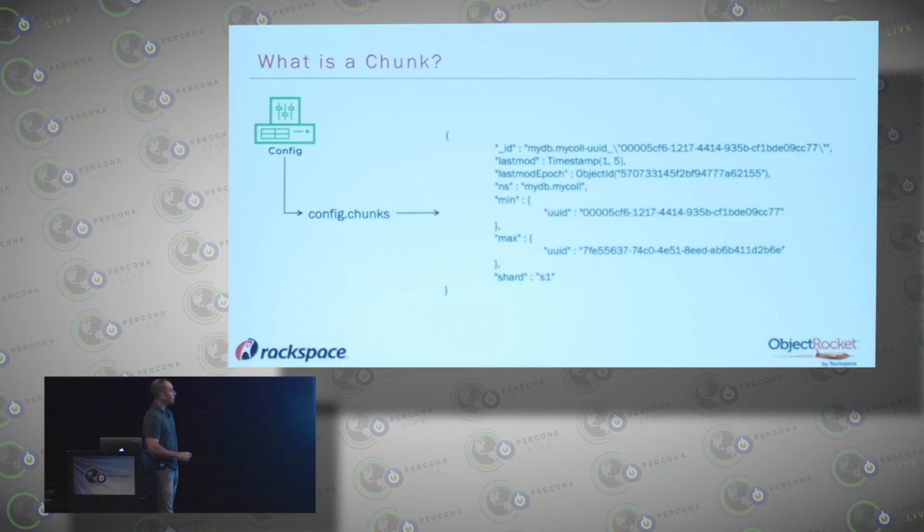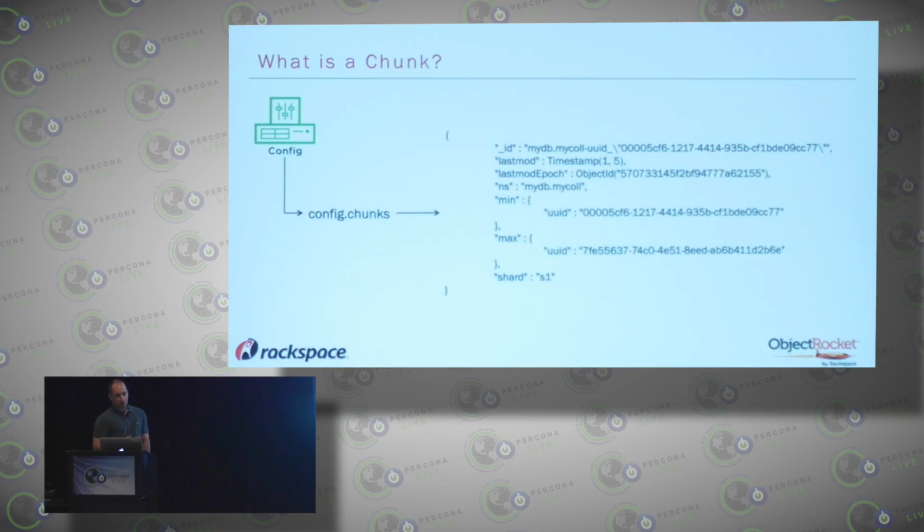So what is a chunk? Chunks are documents stored in the config chunks collection on the metadata server. MongoDB defaults to 64 megabytes, and every collection that you shard will always have a min chunk and a max chunk. These min chunks and max chunks are defined by a special type called min key and max key.